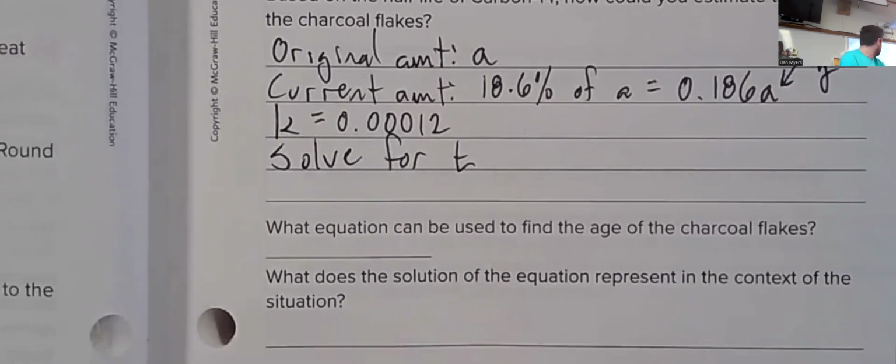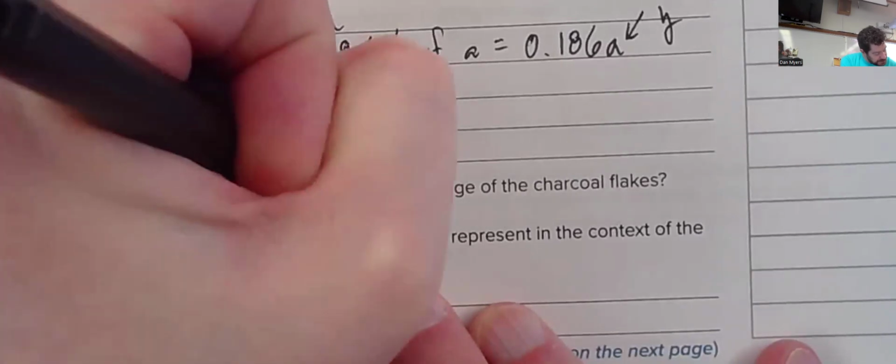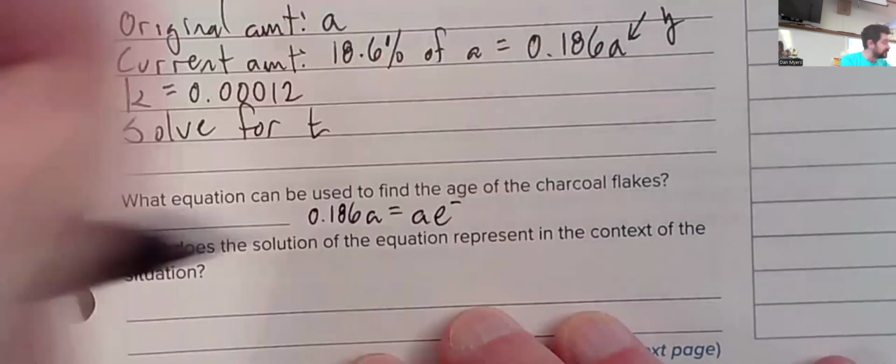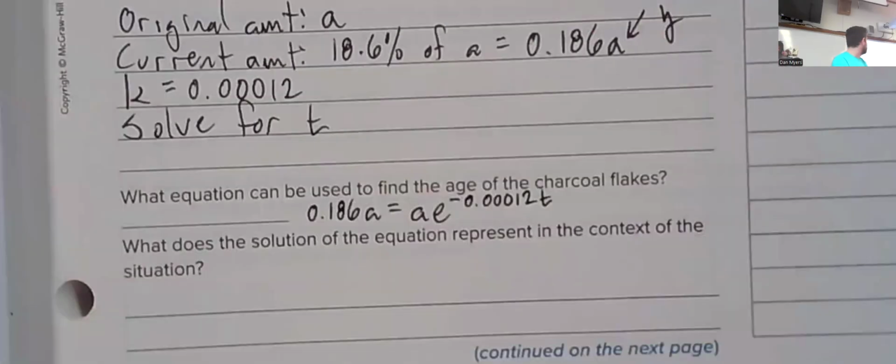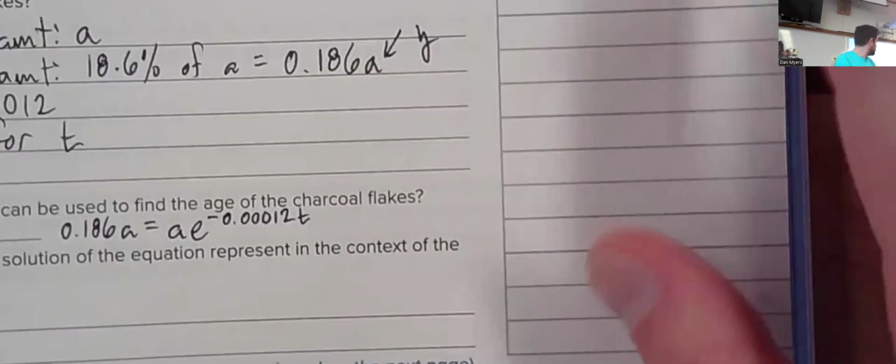So the equation that we're going to use to solve is 0.186A equals A times e to the negative, don't forget your negative because that's always part of the decay equation, 0.00012 t. That's our equation that we're solving right there. And whatever t is tells us how long it took for that to happen. So let's keep going. Let's solve this thing. I'm just going to move it up here.